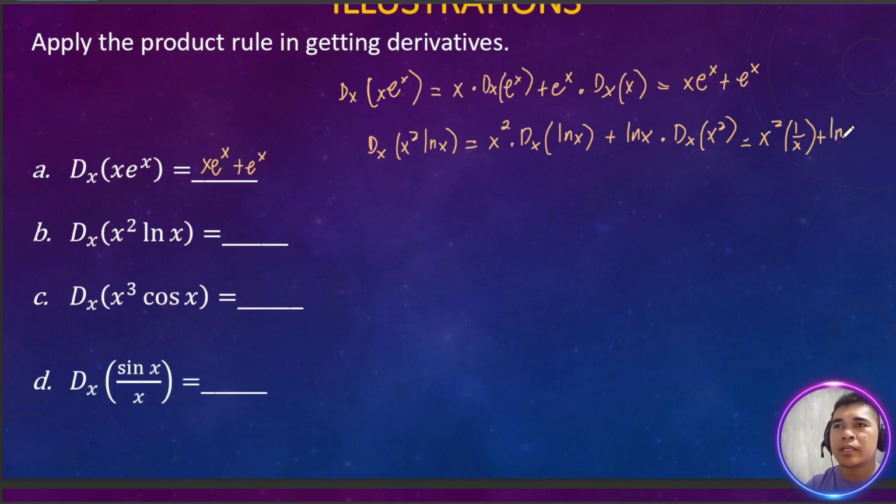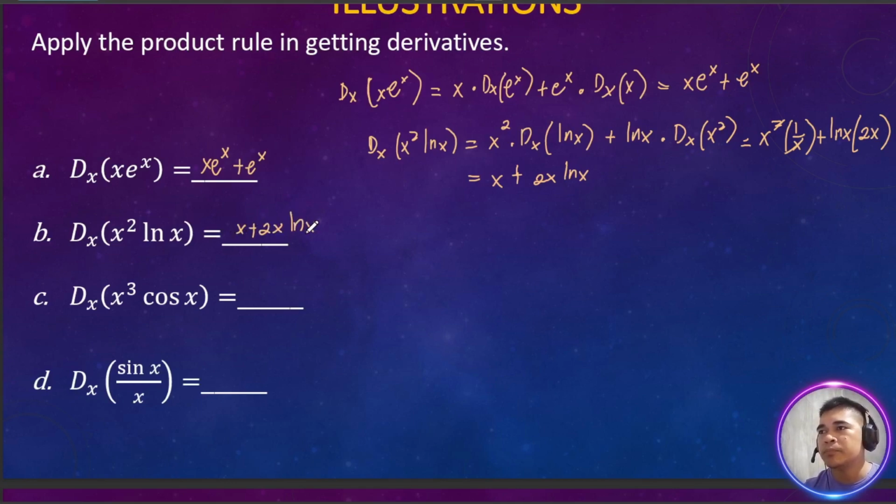Plus ln x. What is the derivative of x squared? Using the power rule, we have 2x. Okay? Simplify. Here, you can cancel, and then 1, so we get only x plus ln x times 2x, so 2x ln x. So, the final answer is x plus 2x ln x.